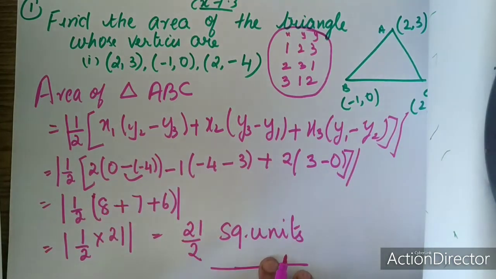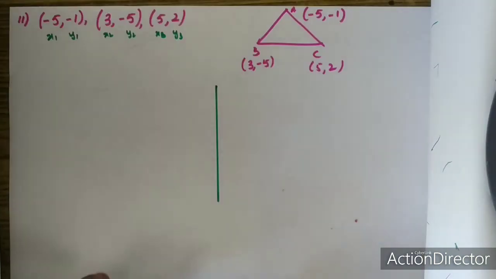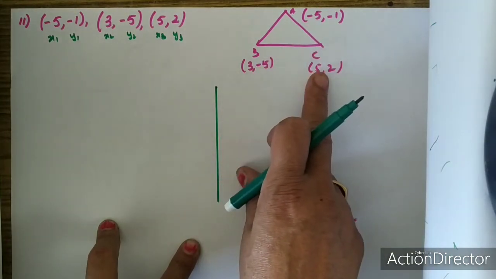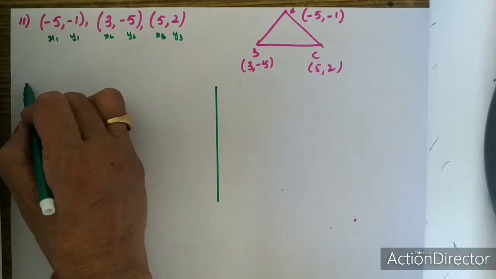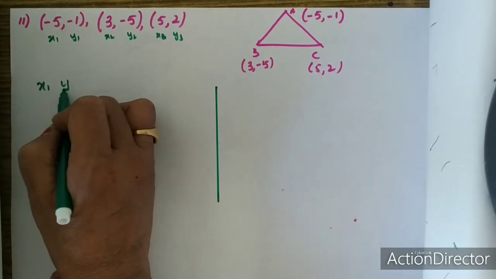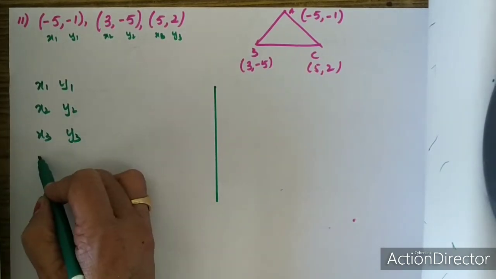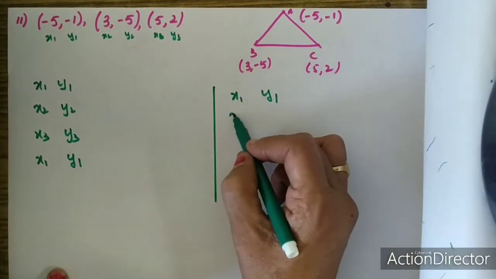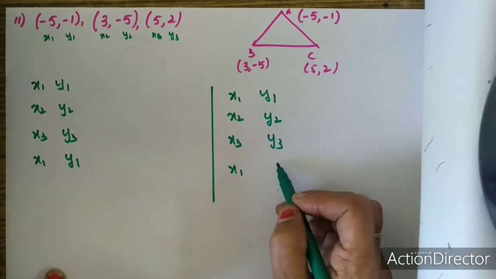Now, in the second sum, I will explain how to do it by the other method. This is a triangle ABC. The coordinates of A, B and C are given, so we have to find the area of this triangle. I will teach you by the second method, the easiest method. First you write x1, y1, x2, y2, x3, y3 and again you repeat x1, y1. Same over here, x1, y1, x2, y2, x3, y3, x1, y1.